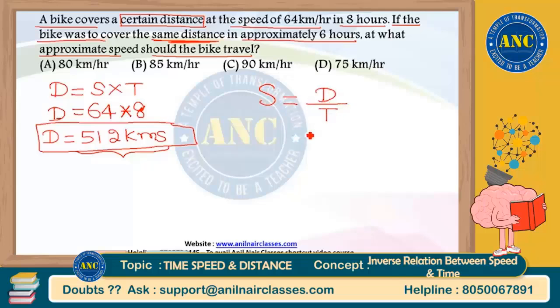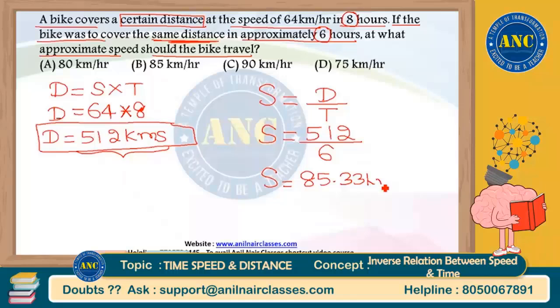Speed is given by distance by time. The distance he still needs to travel is 512 kilometers, and earlier he was taking 8 hours. Now he needs to take only 6 hours to travel the distance. So it is 512 divided by 6. 512 divided by 6 is 85.33 kilometers.